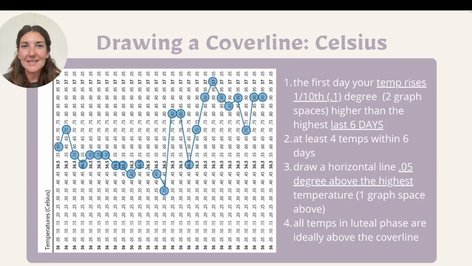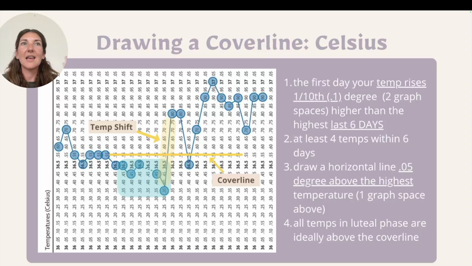It's very similar with Celsius, just slightly different. So we're still looking for that temperature shift. We're still counting back 6 days. We're still looking for that 1 high temp within that 6-day range. And then we're going to draw our cover line right above the highest temp. So it's just slightly different because we're using a different metric system. We're using Celsius. It's 0.05 degrees above the highest temperature.